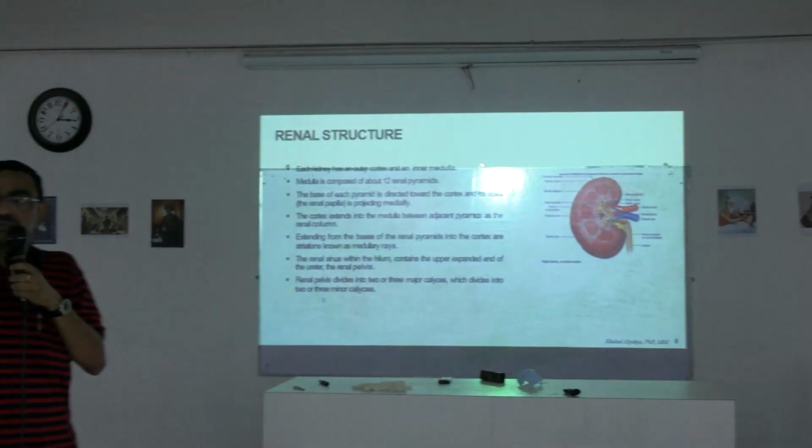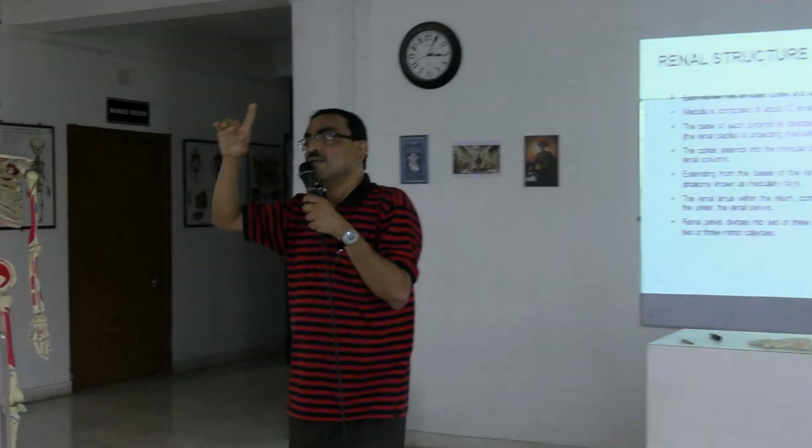So just remember, you can forget everything. Regarding the macroscopic structure, when we cut a section of the kidney, we get outer cortex, inner medulla. And in the cortex, we get the cortical nephrons, and near the medulla, we get the juxtamedullary nephrons. Cortical nephrons generally remain active. When they fail, the juxtamedullary nephrons will take part.